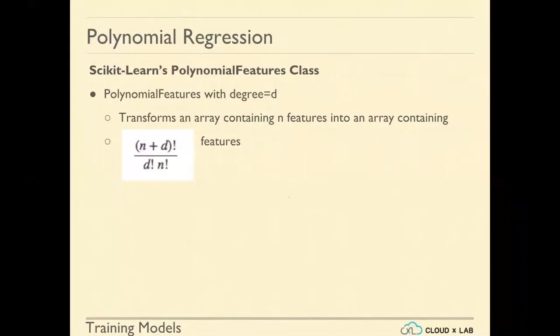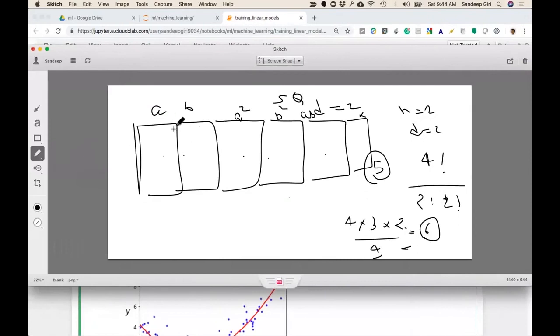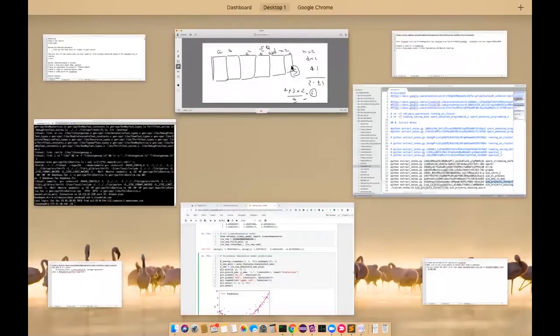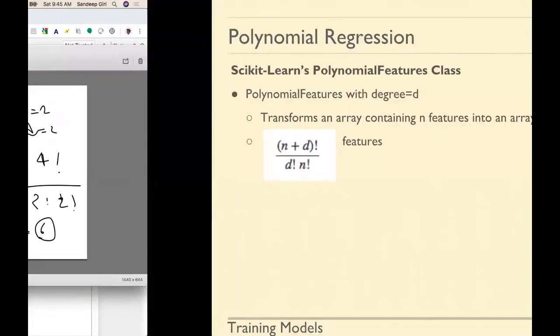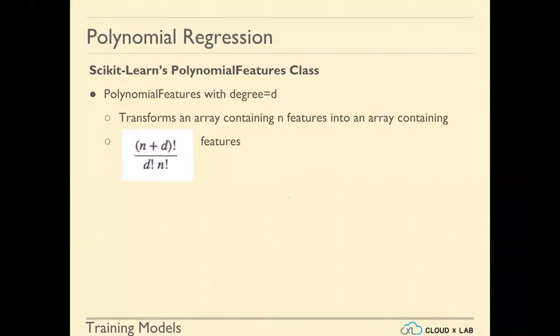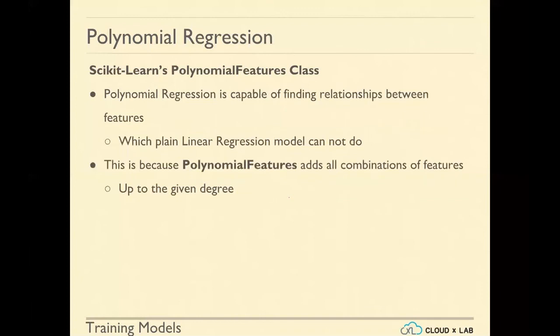So all right. So basically all permutations of A, B, A square, B, AB, and maybe some constant is generating. All right. So essentially it generates all possible permutations and so on. Right? So polynomial regression is capable of finding a relationship between features which linear regression models cannot do. This is because polynomial features add all combinations of features up to the given degree.